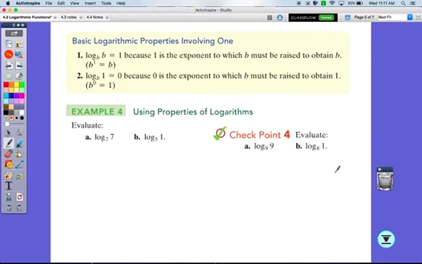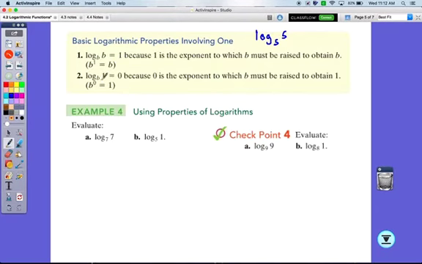All right, some basic logarithmic properties. If the base and the argument are the same, then the answer is 1. Because b to what power gives me b back again? The log base 5 of 5, what do I need to raise 5 to in order to give me 5? The answer is 1.